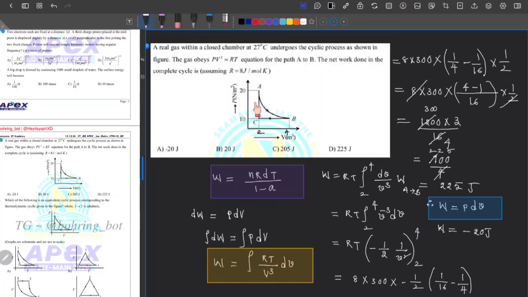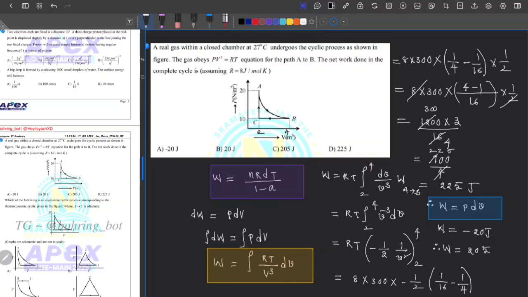From C to A, there is no work, the work is 0 here. The work is 0 because it is an isochoric process. Therefore from C to A the work will be 0. So if I add this 225 and this minus 20, that will be equal to 205. Therefore the work done is equal to 205 joules. That is the answer for question number 2.